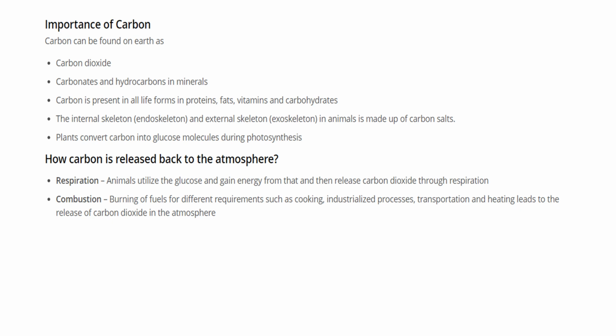So next, coming to how carbon is released back into the atmosphere. By respiration, animals utilize the glucose, gain energy, and then they release carbon dioxide through respiration, or through combustion, like burning of fuels for different requirements. What comes out from combustion is the carbon dioxide that is being released to the atmosphere. So in fact this carbon dioxide has been replaced in the atmosphere.